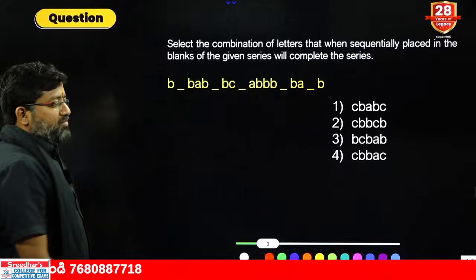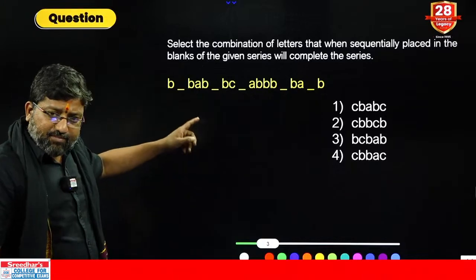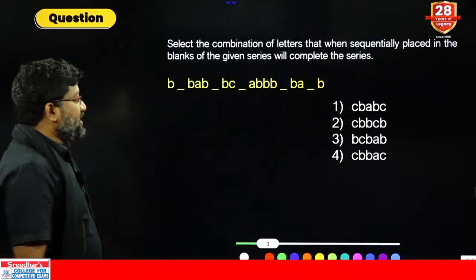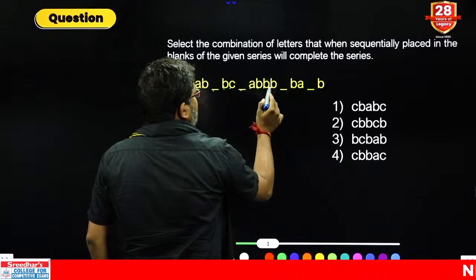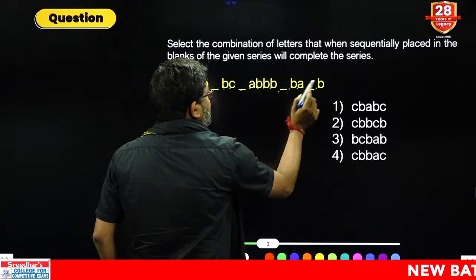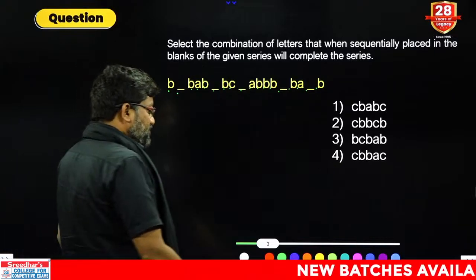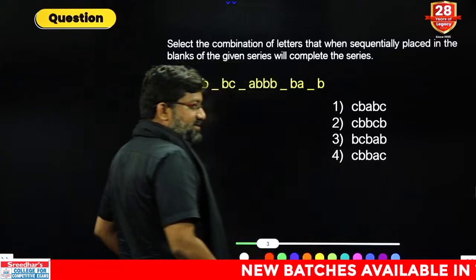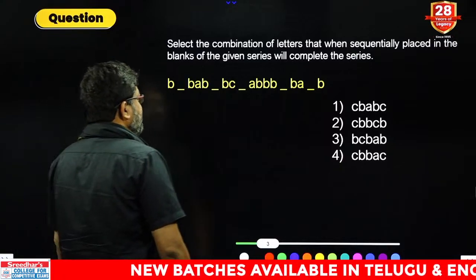Whenever you come across this type of questions, what you are supposed to do is, please count the number of letters including the blank. 1, 2, 3, 4, 5, 6, 7, 8, 9, 10, 11, 12, 13, 14, 15, 16, 17, 18. 18 is a multiple of 6 as well as 3. If I want to make a group of 3 letters, I'll get 6 different groups. But if I make a group of 6 letters, I'll get 3 different groups.